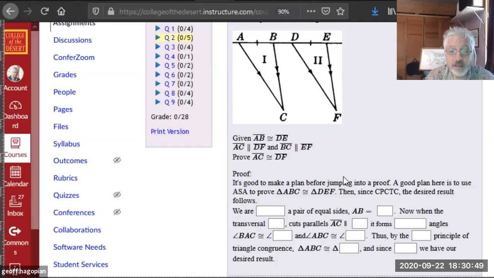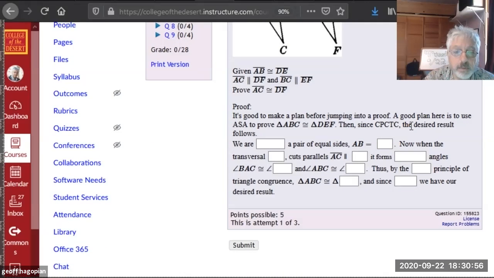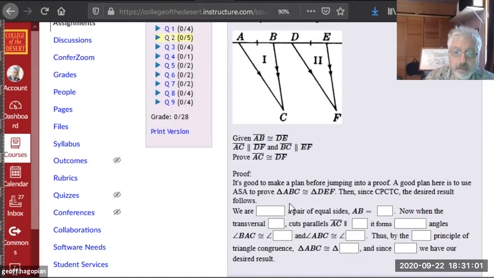Okay, so proof. It is good to make a plan before jumping into a proof. A good plan here is to use ASA to prove triangle ABC is congruent to triangle DEF. And since corresponding parts of congruent triangles are congruent, the desired result follows. We are given a pair of equal sides, AB equal to DE. I suppose that's going to be wrong now because I don't think so.